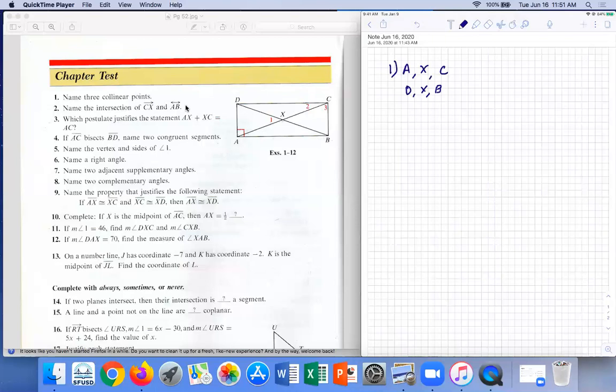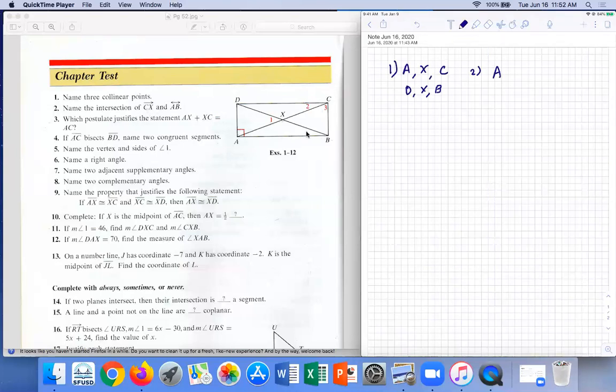Let's answer the question first, right? Ray CX goes this way, and there is line AB. Intersection is the points that they have in common, right? For the intersection of a ray and a line, they don't have to intersect, but in this case they do. So they intersect at point A. Their intersection would be at point A.